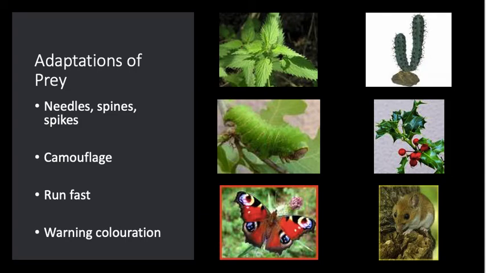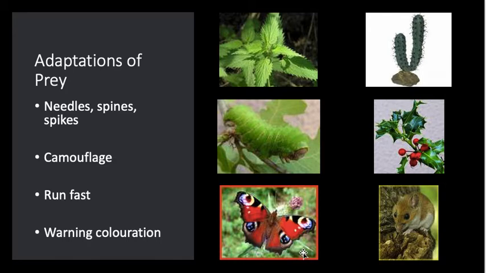What about the prey then? Well, the prey might have needles, spines, spikes, camouflage, they might be able to run fast, or they might have warning coloration, which is one that we haven't mentioned before. You see there in your butterfly, this butterfly has a coloration that looks like huge eyes on it and makes it look like it's a much bigger organism than it actually is. So when its predator looks, it might see those eyes and think, whoa, this is something big, and not go after it.